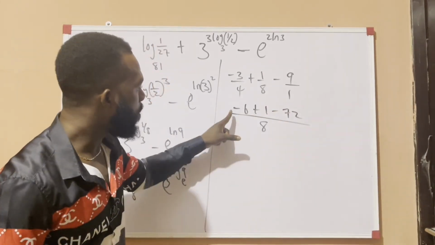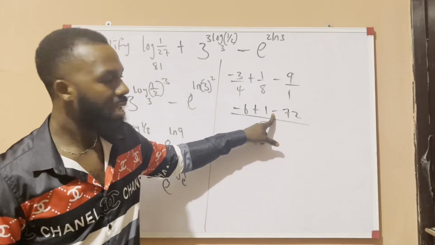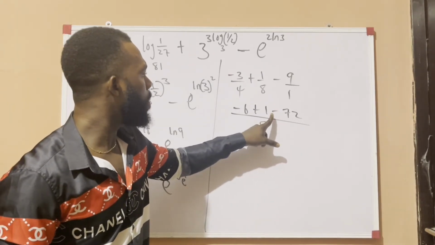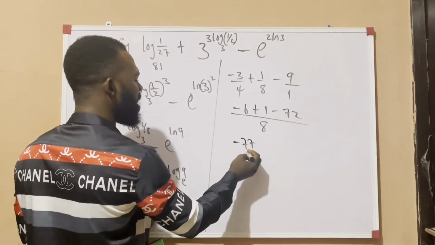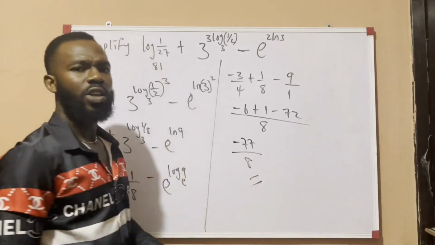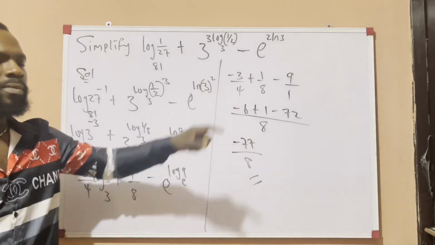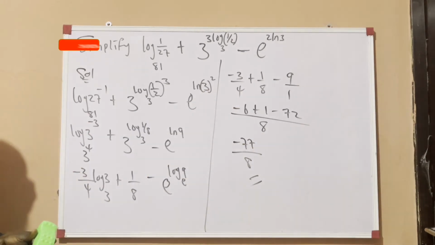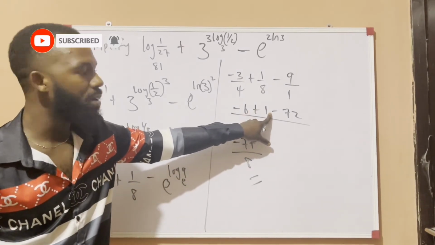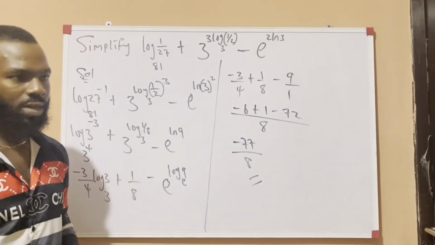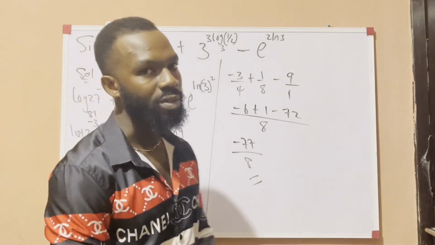Are you there? Now without wasting time, what are we going to do? Let us solve the numerator. Now minus 6 plus 1 gives us what? Minus 5. And minus 5 minus 72 will give us minus 77 all over 8. So this becomes the answer if we simplify this. I believe you understand how we got minus 77. Minus 6 plus 1 gives us minus 5. And minus 5 minus 72 gives us what? Minus 77.